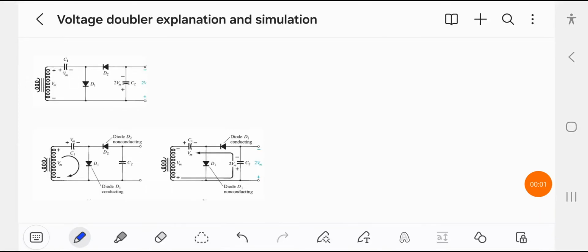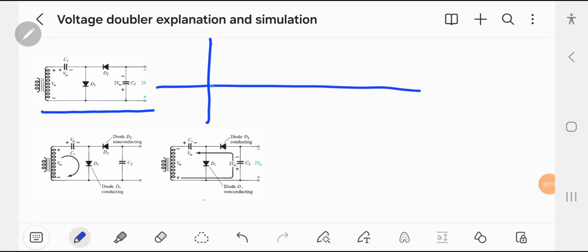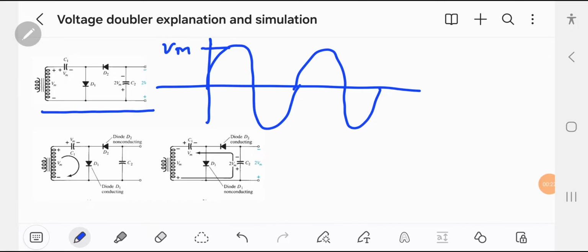Hello guys, today we are going to discuss the voltage doubler circuit. A voltage doubler circuit is a circuit which doubles the input voltage. So this is a half wave voltage doubler circuit. What happens when a sine wave is passed through this circuit? For example, this is a sine wave with a peak value Vm.